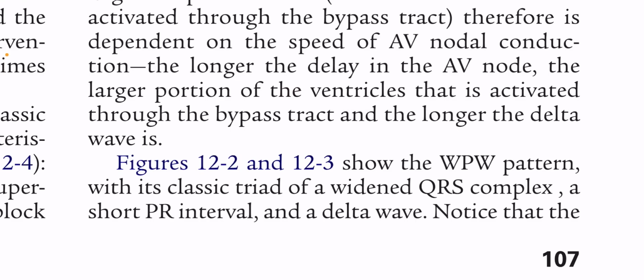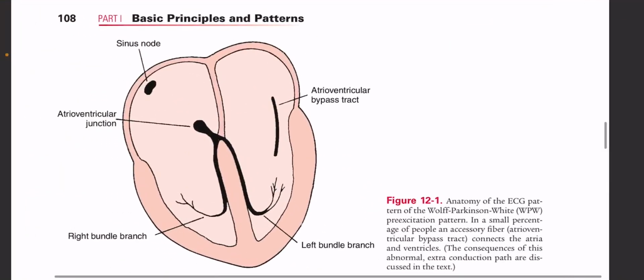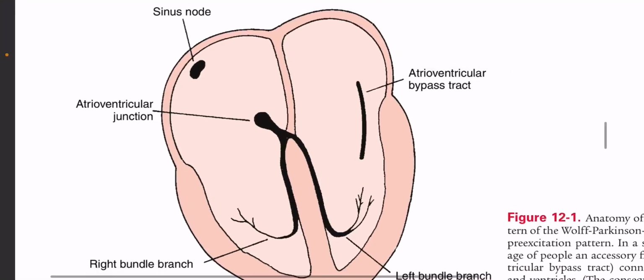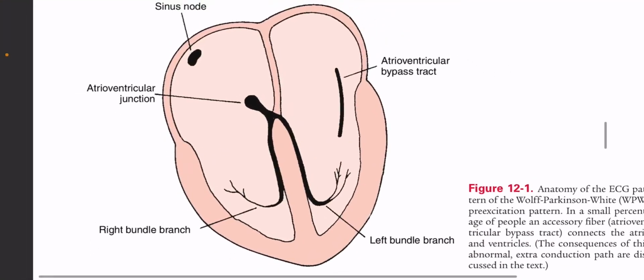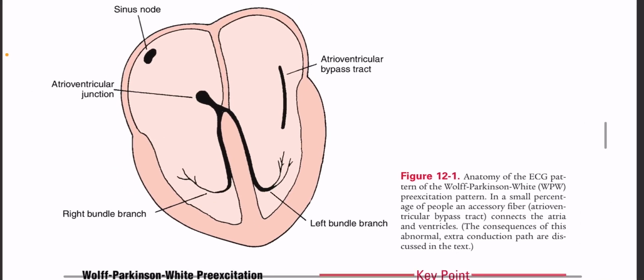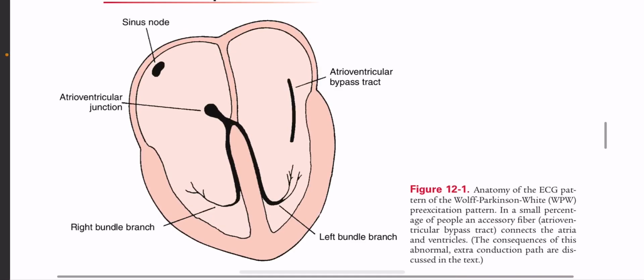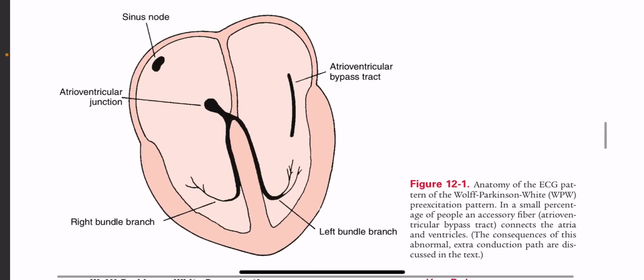Figures 12.2 and 12.3 show the WPW pattern with its classic triad of a widened QRS complex, a short PR interval, and a delta wave. Notice that the picture shows the sinus node, AV junction, right bundle branch, left bundle branch, and the atrioventricular bypass tract. Here is the anatomy of the ECG pattern of the Wolff-Parkinson-White pre-excitation pattern.